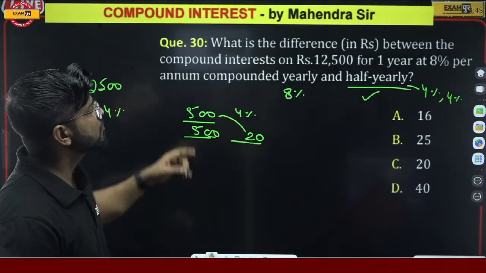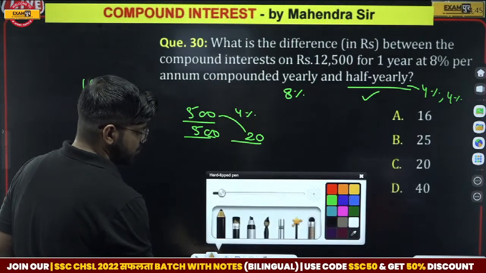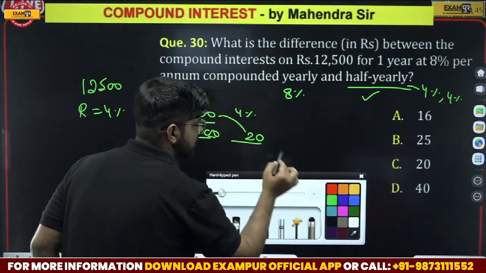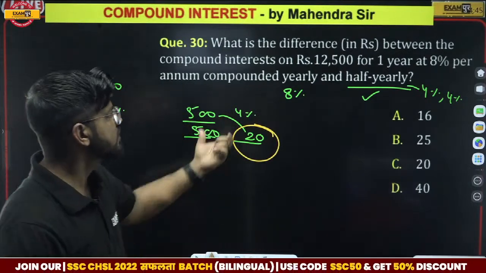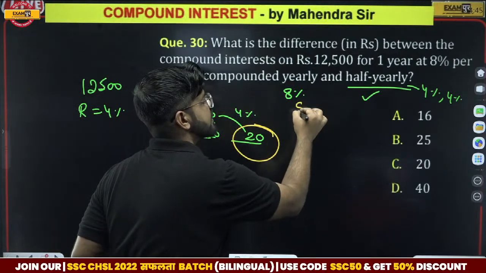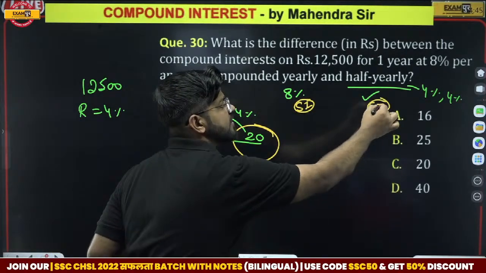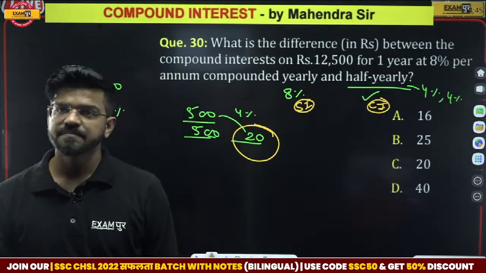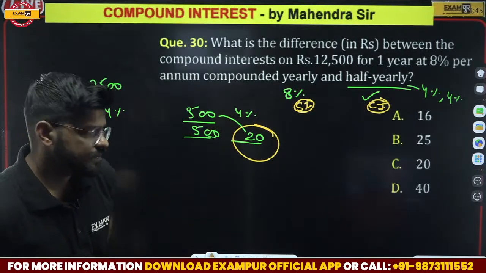And what is the question? What is the difference between compound interest on this and this? The question is actually to find the CI minus SI. This we are considering SI, and this we are considering CI for 2 years. Clear? Riha is saying she did not understand.